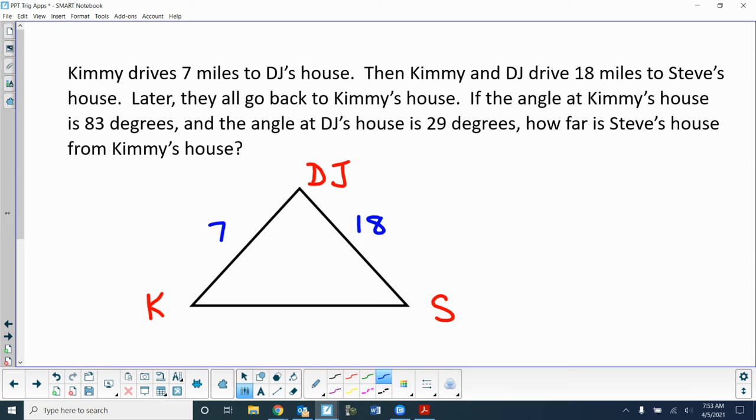Later, they go back to Kimmy's house. If the angle at Kimmy's house is 83 degrees, and the angle at DJ's is 29, how far is it from Steve's to Kimmy's? So we're looking for that distance.